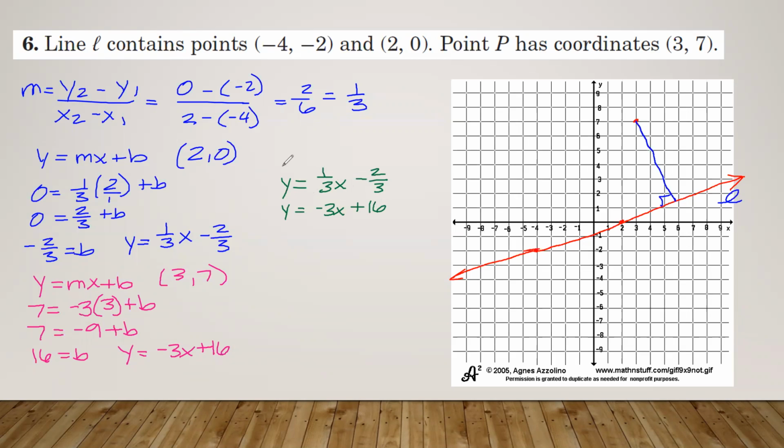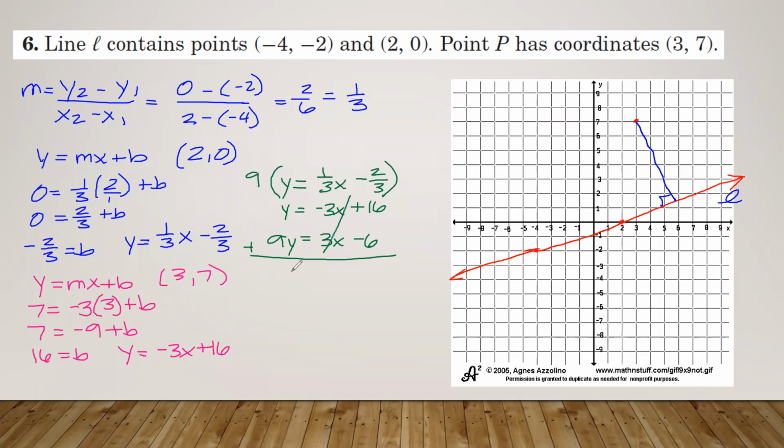I'm going to multiply this equation by 9, and I end up getting 9y equals 3x minus 6. I multiply 9 by 1/3 and 9 by 2/3. Then I'll just rewrite the other equation. Now I have these two equations, and I'm going to add them.